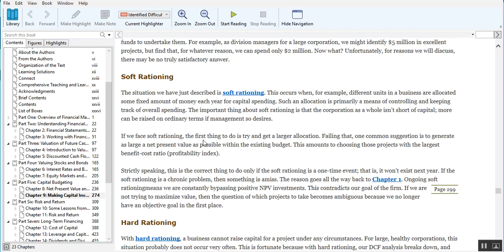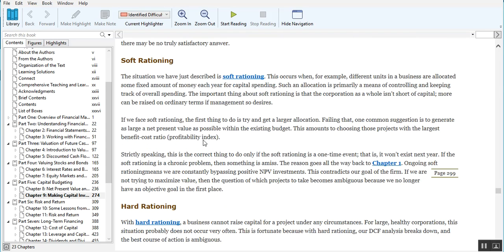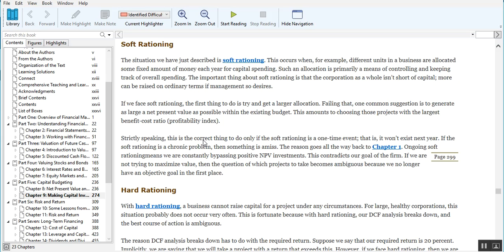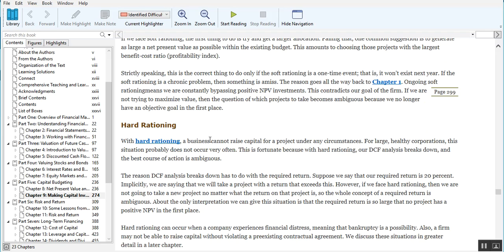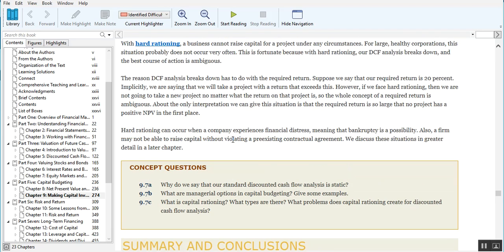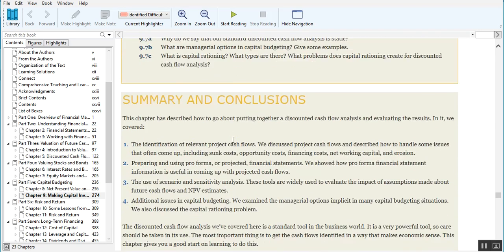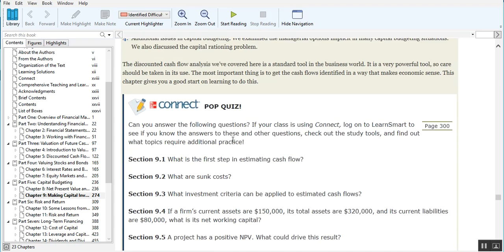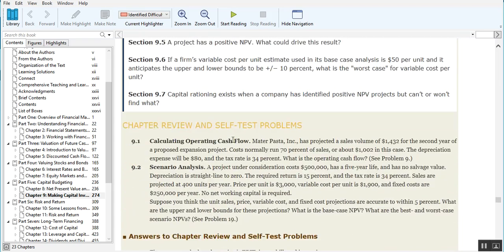The situation we are describing here is soft rationing. That means we ration the money available for the projects to different places. We may have a problem with sales in other places if we're doing that, or we may have other issues in the company. Hard rationing is when you cannot raise capital for a project under any circumstances. So that means that there's something probably amiss in the business itself. But anyway, under hard rationing, you're not going to be able to do any of the project.